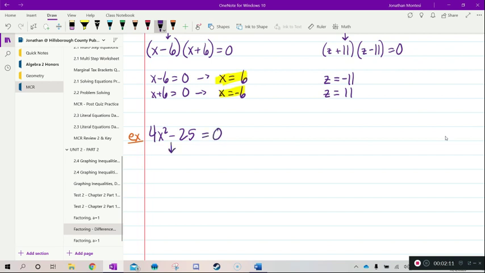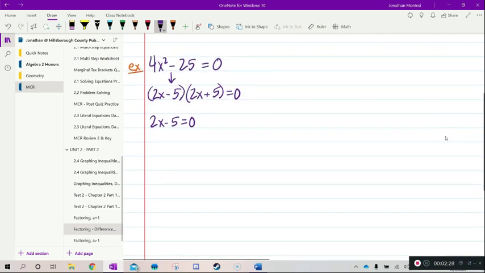This is still difference of two squares. It's just instead of having x minus 5 and x plus 5, it's 2x minus 5, 2x plus 5 equals 0. Set them both equal to 0 and solve. Now, when you're in Edgenuity, they might skip the steps in between and say plus 5, and divide by 2, which they should.